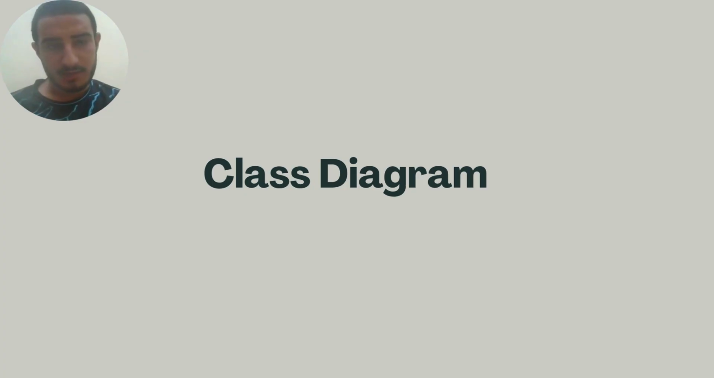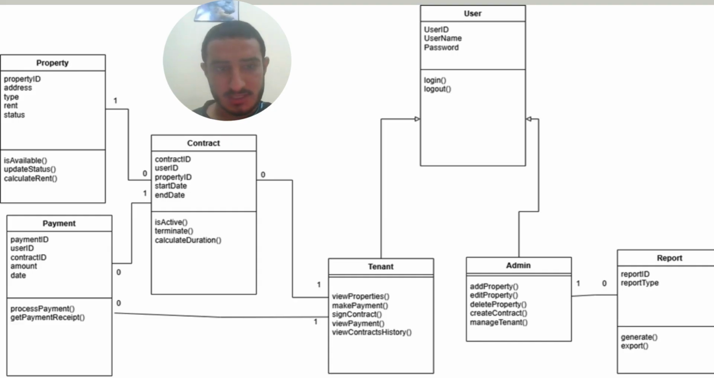The last one, we have the class diagram. This is the class diagram. At the center we have the user class, which is inherited by two classes, tenant and admin. First, the tenant can search for properties, make payments, sign contracts, and view their payment or contract history. The admin has full control. They can add, edit, delete properties, create contracts, and manage tenants.